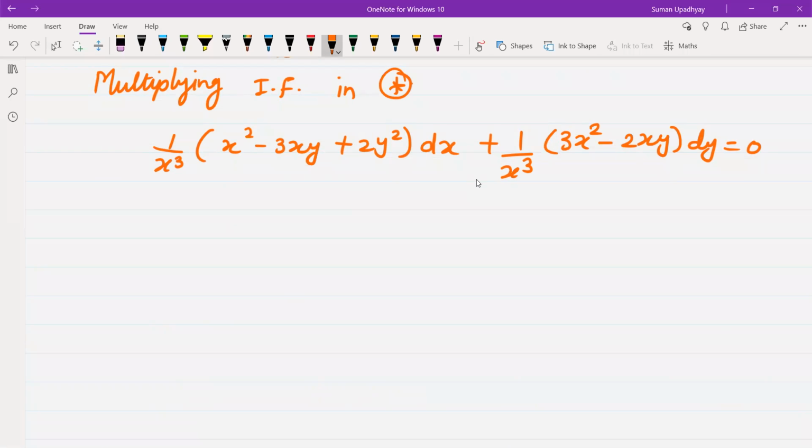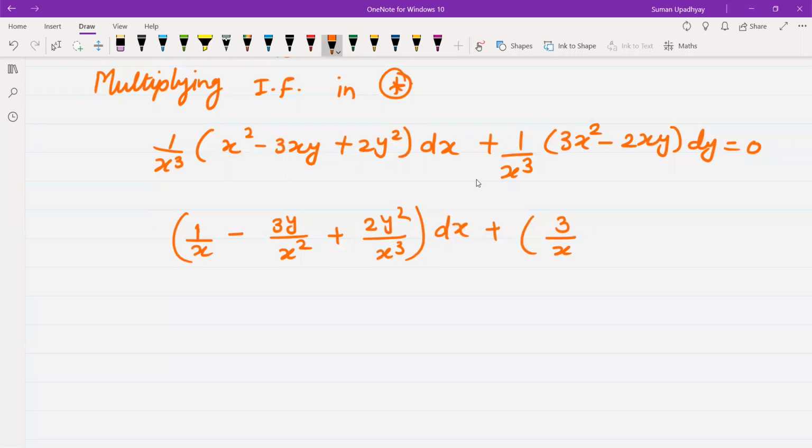So what am I going to get with this? I'm multiplying 1 upon x cube inside. So it is going to be (1 upon x minus 3y upon x square plus 2y square upon x cube) dx plus (3 upon x minus 2y upon x square) dy equals to 0.